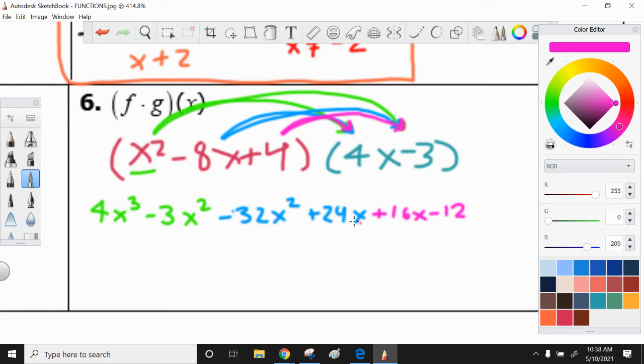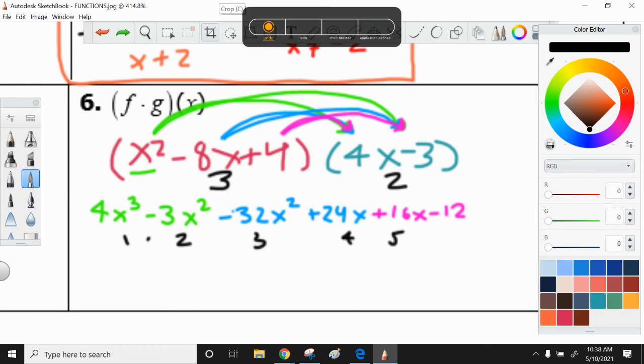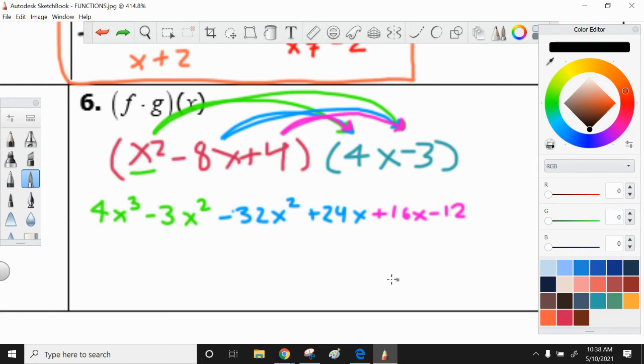So it's the same thing as a FOIL. We've just made sure we multiplied everything by everything. This is probably the easiest way to do it. Worth pointing out, this is a 3 times a 2, and so we should have 1, 2, 3, 4, 5, 6 total terms, okay? If you multiply a trinomial times a trinomial, a 3 times a 3, you're going to have 9 terms. Now what we need to do is combine these, right?